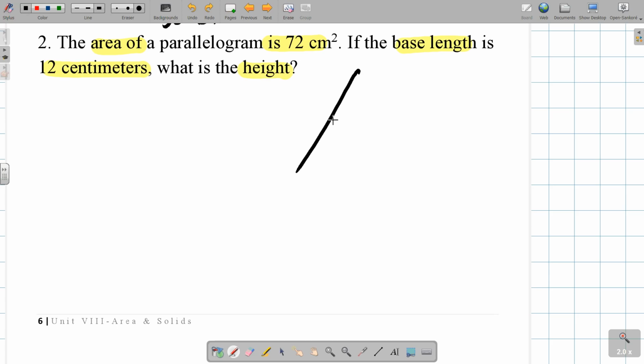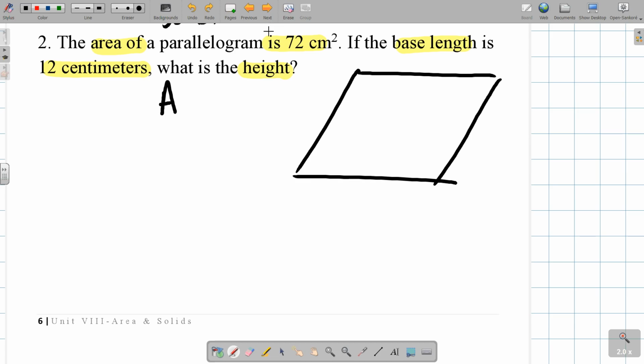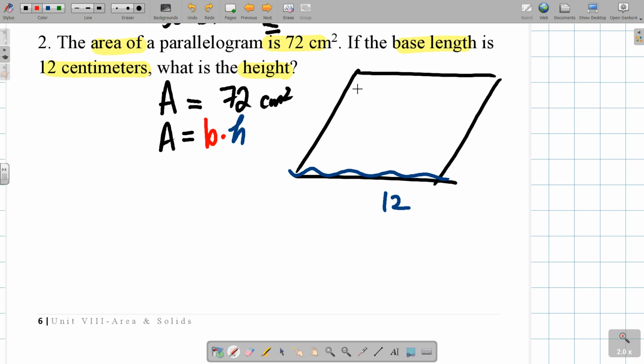Let's draw. We have a parallelogram. We know its area is, that's an equal sign. Right underneath, write the equation. Our base is 12. Our height, we don't know. Circle, plug, check. Ready? Let's circle.